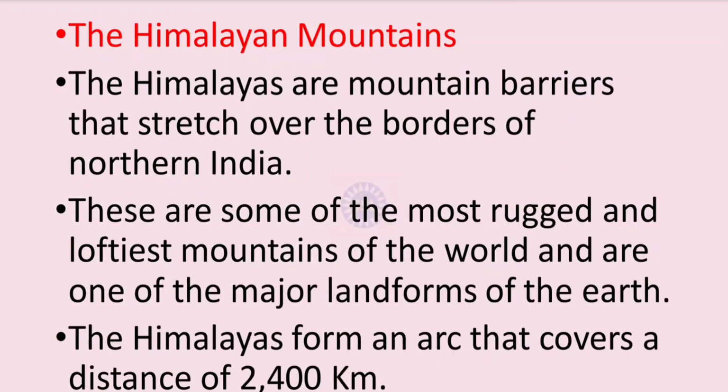The Himalayan mountains. The Himalayas are mountain barriers that stretch over the borders of northern India. These are some of the most rugged and loftiest mountains of the world and are one of the major landforms of the earth. Loftiest means highest mountains in the world. The Himalayas form an arc that covers a distance of 2400 kilometers. Its length is 2400 kilometers.